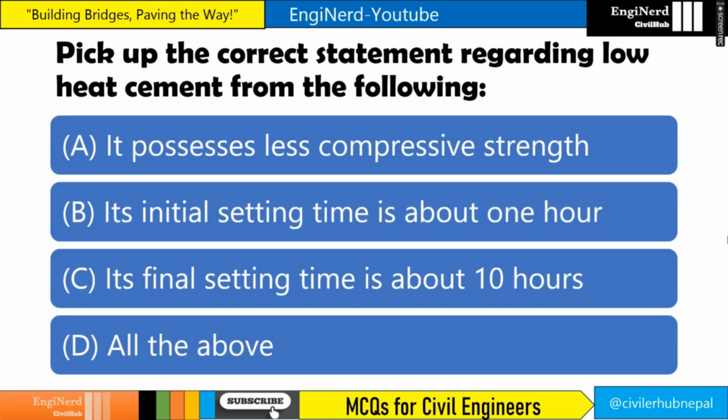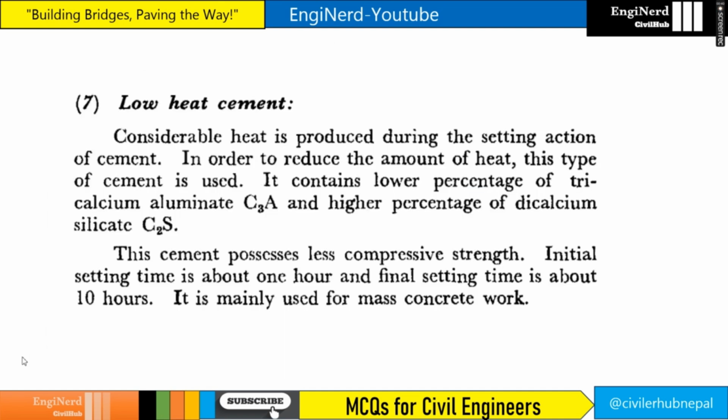Pick up the correct statement regarding low heat cement from the following. So it possesses less compressive strength. This is correct. Its initial setting time is about 1 hour. This is also correct. And final setting is about 10 hours. This is also correct. So our answer will be all of the above. So if you see here, low heat cement possesses less compressive strength. Initial setting time is about 1 hour and final setting time is about 10 hours. It is mainly used for mass concrete works, right?